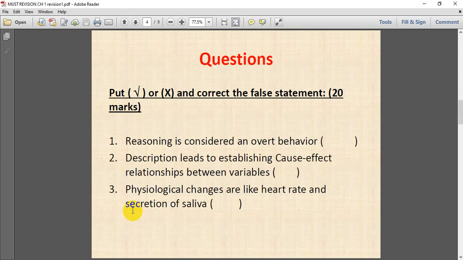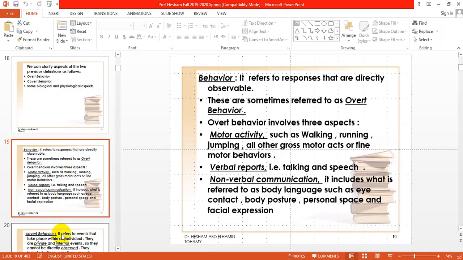The next question: reasoning is considered as overt behavior. Sorry, it is not an "as". Change it to "as". Is considered as overt behavior. Or we can also say is considered an overt behavior. No problem, both are true. Reasoning is considered as overt behavior. Really, reasoning is overt behavior? No. Check this slide.